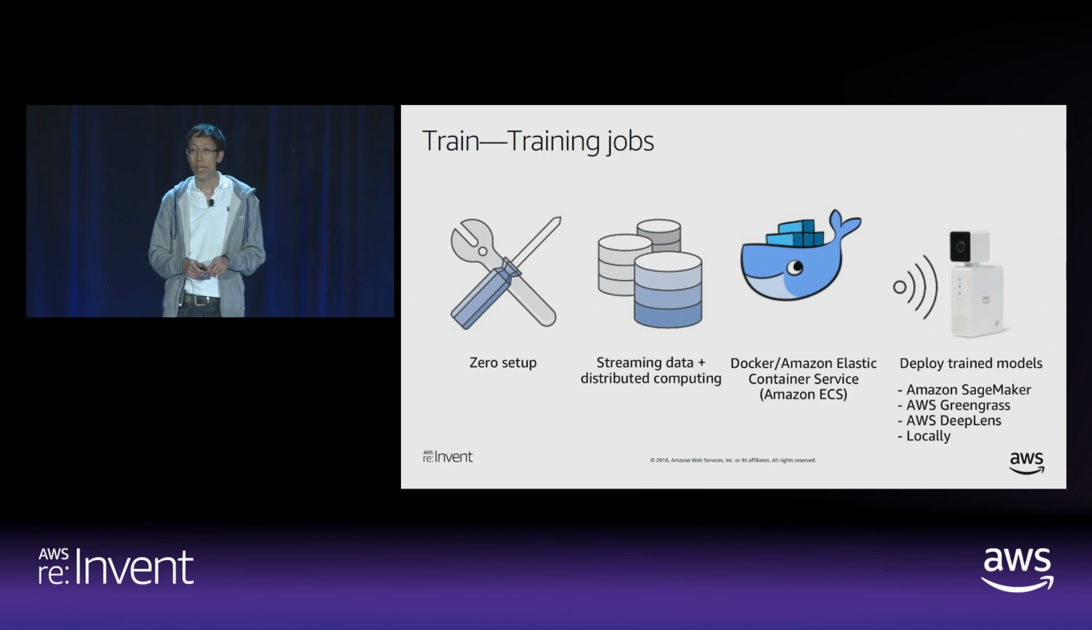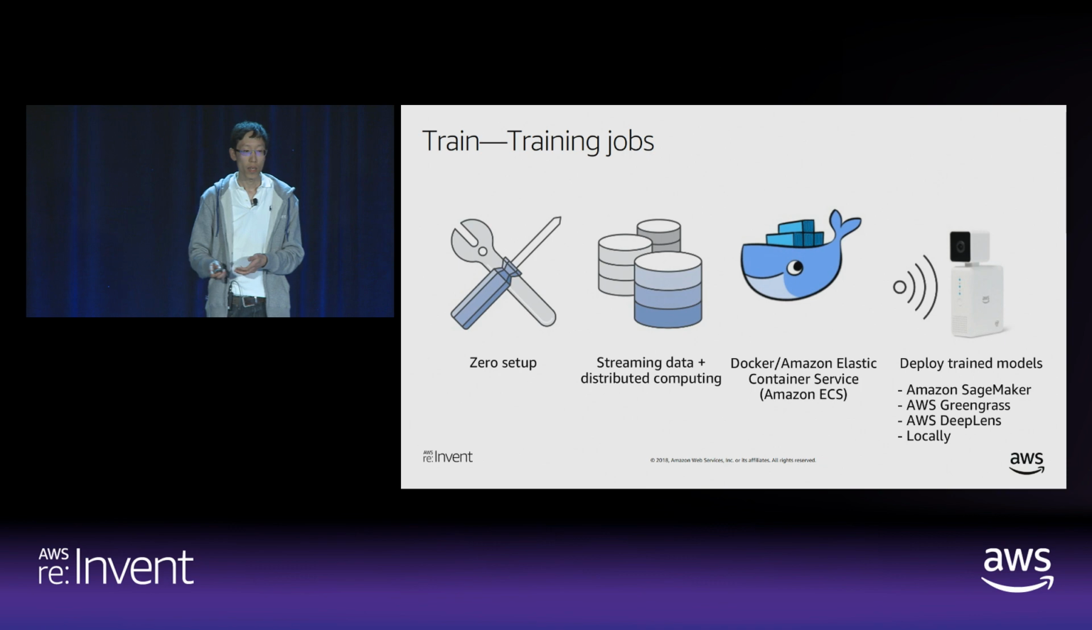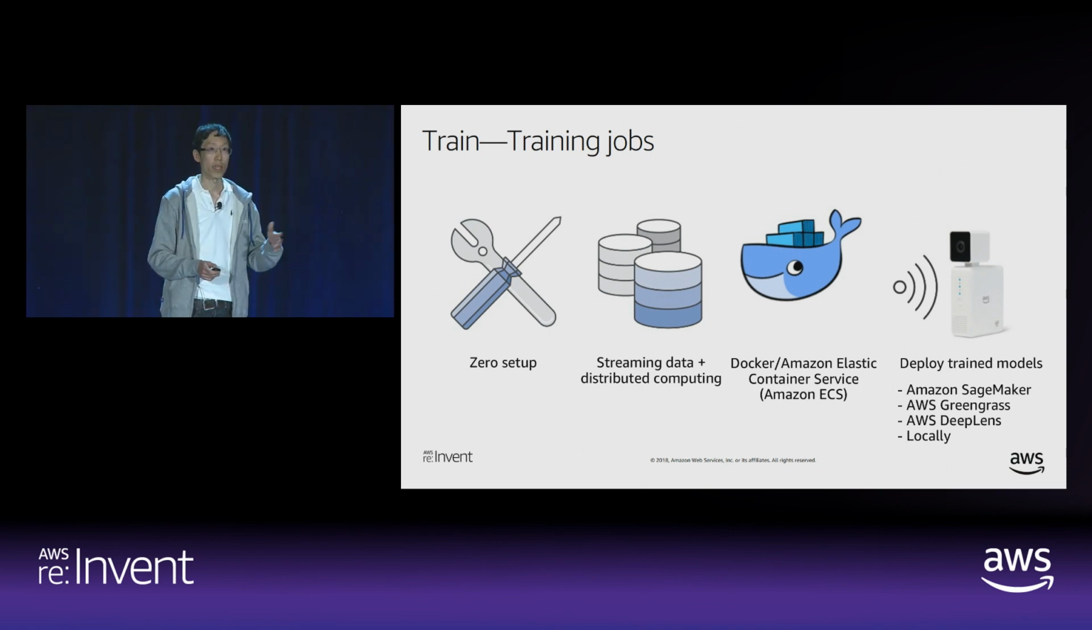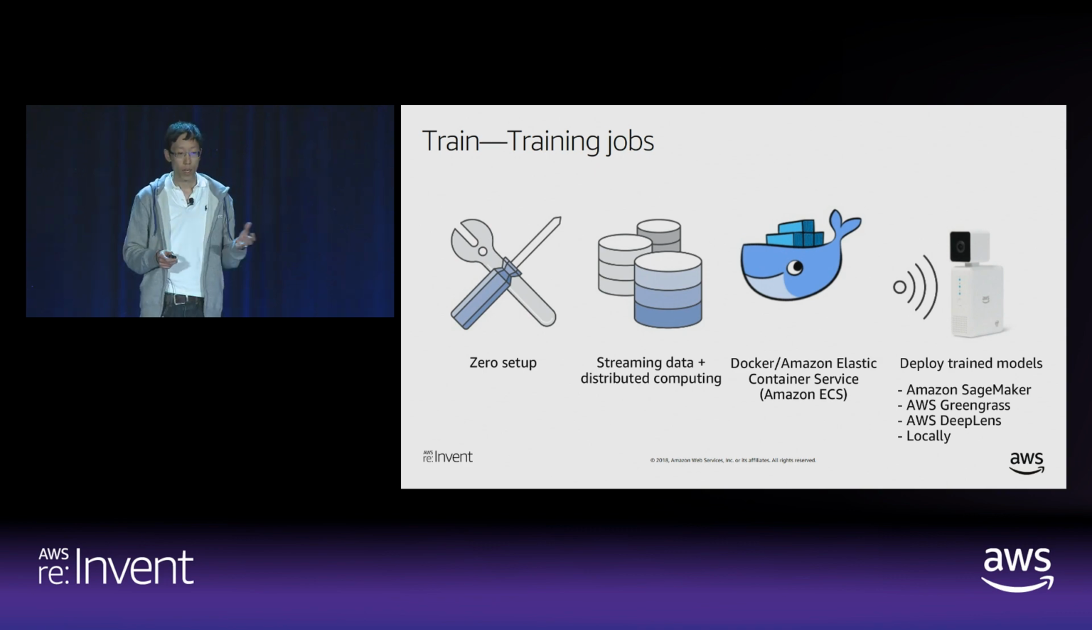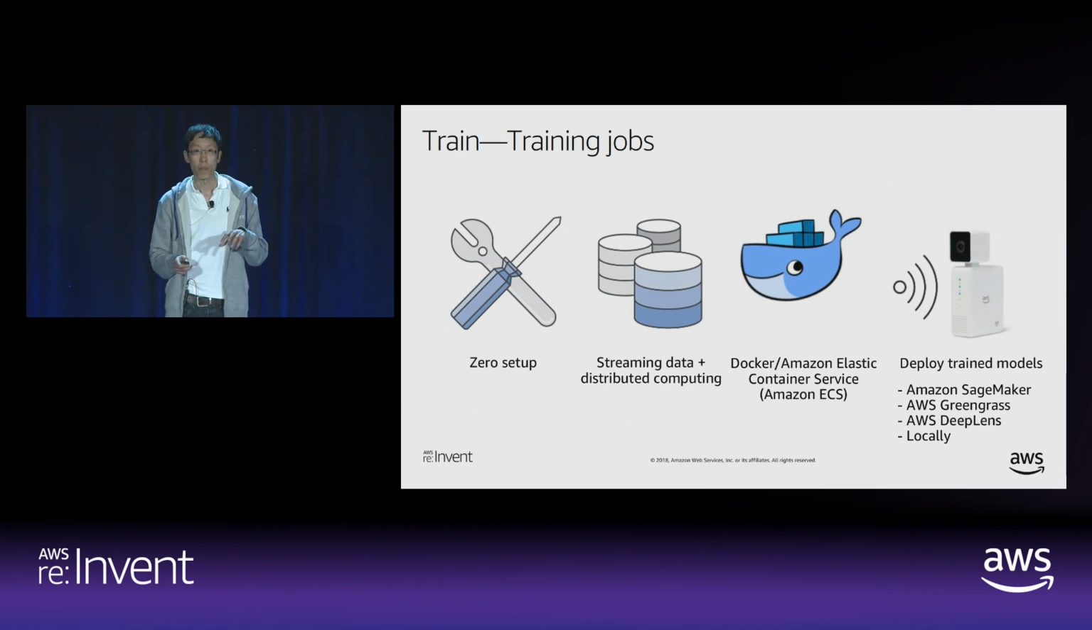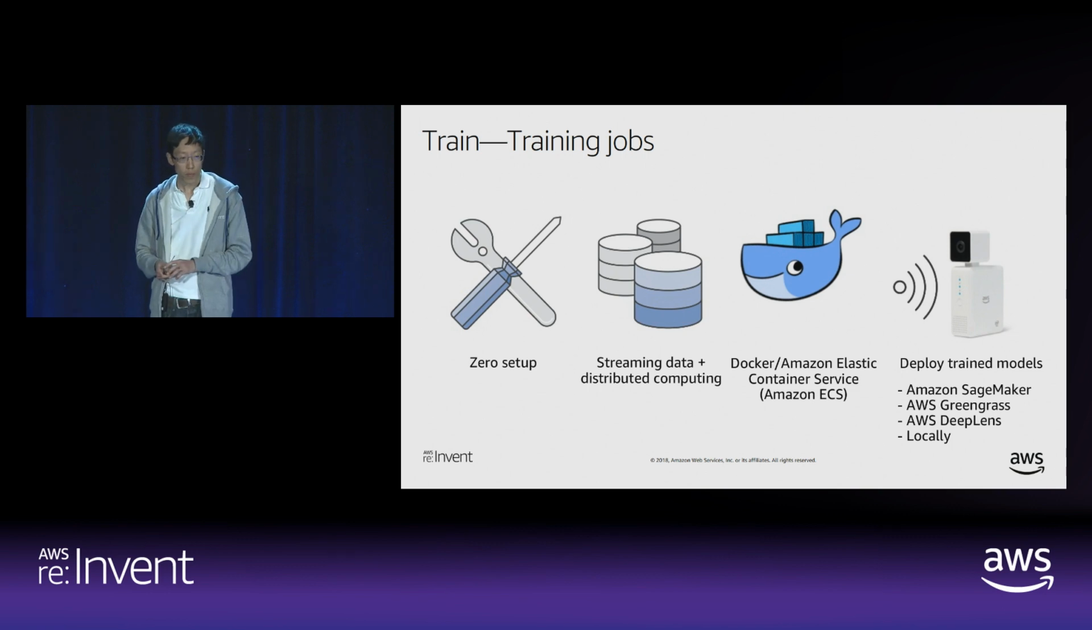You can use ECS, also Docker, to use your own algorithms. And you can also deploy the trained model inside SageMaker itself, the hosting inside SageMaker itself, or use Greengrass, or maybe DeepLens, that is AWS hardware that you can host your model inside. Or you can use a local algorithm on premise to deploy your algorithms.